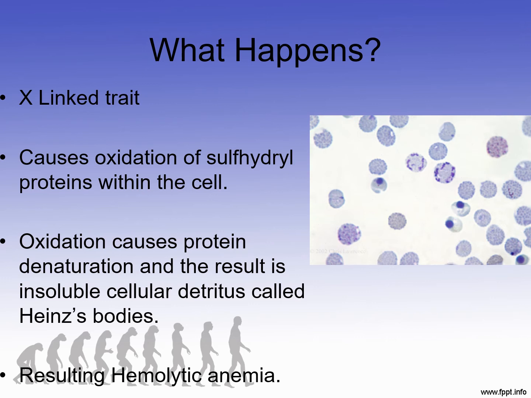So what happens in this case? It's an X-linked trait, right? If you have G6PD deficiency, it can cause an oxidation of sulfhydryl proteins within the cell. The oxidation causes the proteins to become denatured, and the result is insoluble cellular detritus called Heinz bodies, right? The resulting pathology is called hemolytic anemia. So in essence, if you have G6PD deficiency and you take oxidative drugs, you could be destroying your cells by creating a hostile environment for the cell, and you get this nasty garbage that builds up, sits inside the cell, and causes damage.